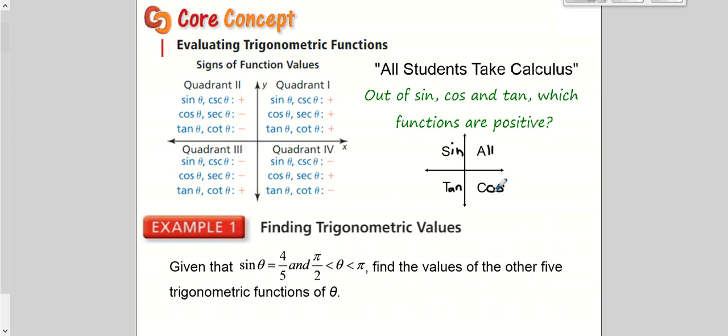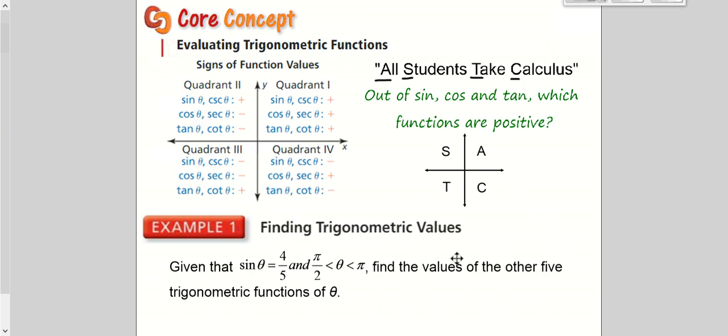So if you remember the ASTC, all students take calculus, starting with quadrant 1, then 2, then 3, then 4. All of sine, cosine, and tangent are positive in this quadrant. Only sine is positive in this quadrant. In quadrant 3, tangent is positive. In quadrant 4, cosine is positive. And then also the reciprocal functions will match their sign.